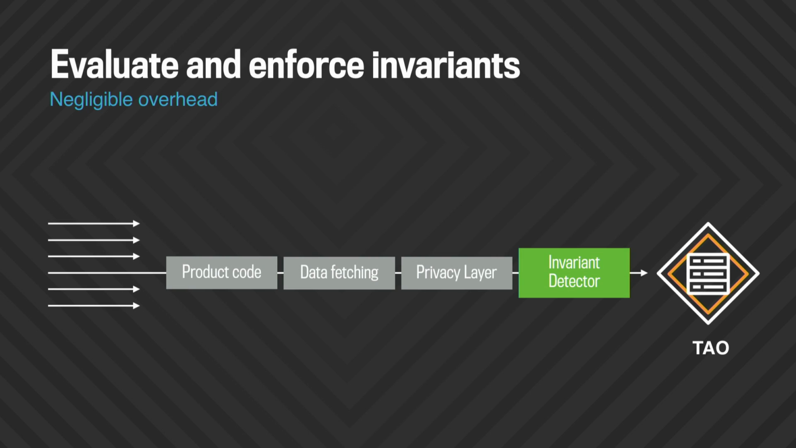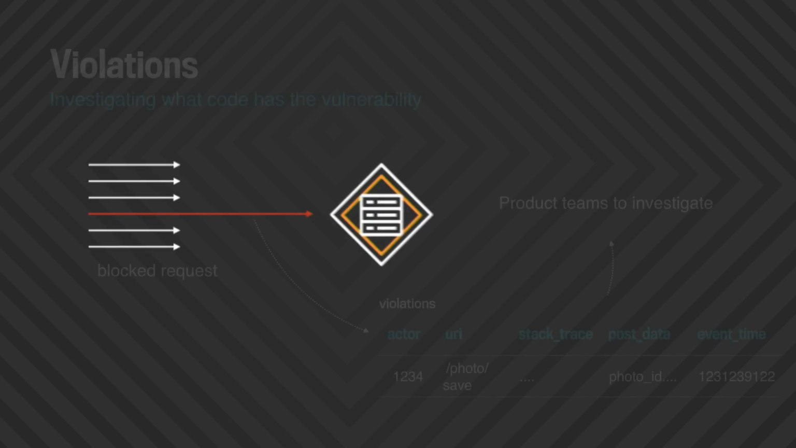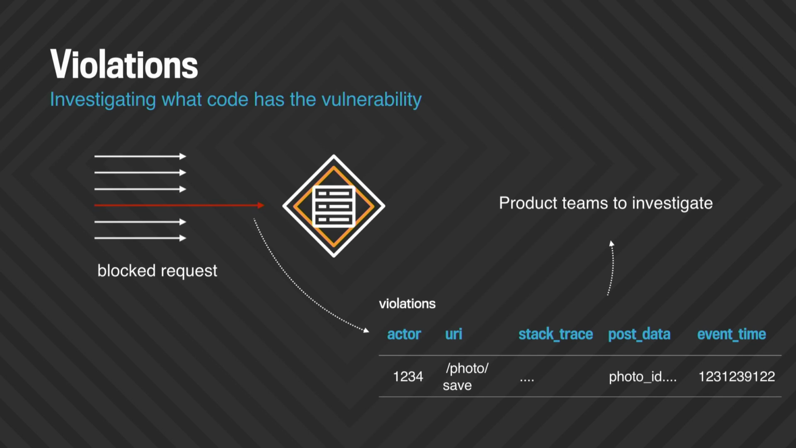There you go. So this is really what the invariant detector aims to be: a system with negligible overhead that's going to look at every single request that goes into our site, and is going to be the very last safety net that we have available to prevent bad requests from going into Tau, which is our data store. So what happens when there is a violation?